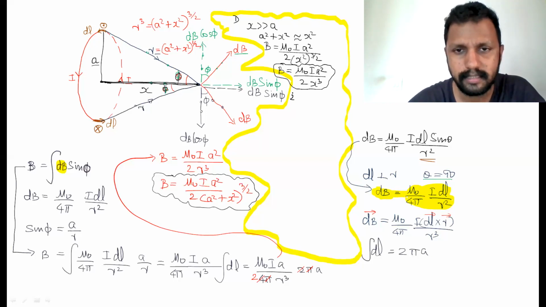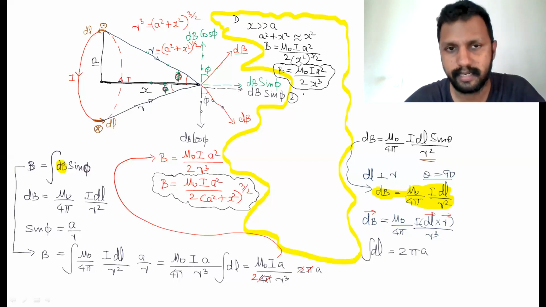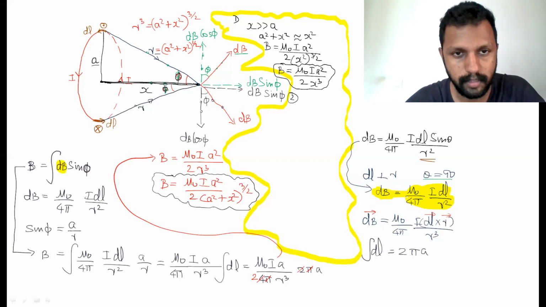Then let's discuss the second special case. The second special case is if the point is at the center of the loop. In this case, we have to shift this point from here to here. If you are shifting this point from here to here, the x value will get decreased, and finally the x value will become 0.